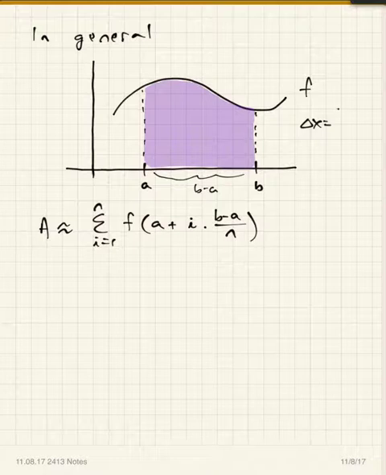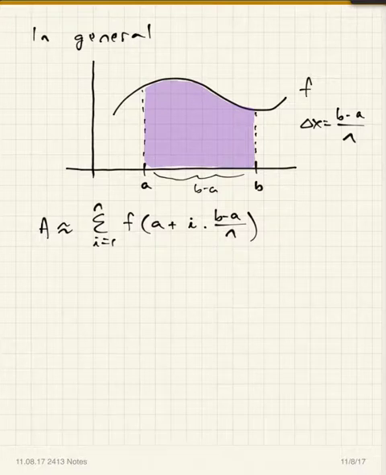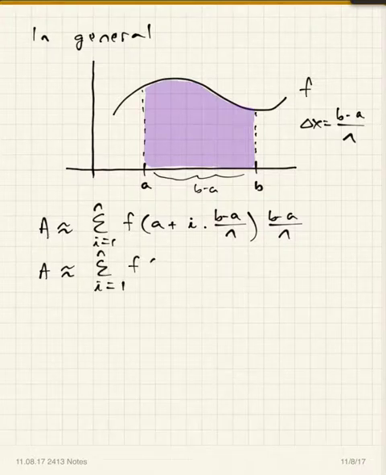So delta x would be b minus a over n here. And so you have i times b minus a over n, and then this would be b minus a over n out here. Certainly, if you wanted to, you could abbreviate this still further. Instead of writing it each time as b minus a over n, you could write this simply as delta x. So it's f of a plus i times delta x, and then this would be times delta x right here.